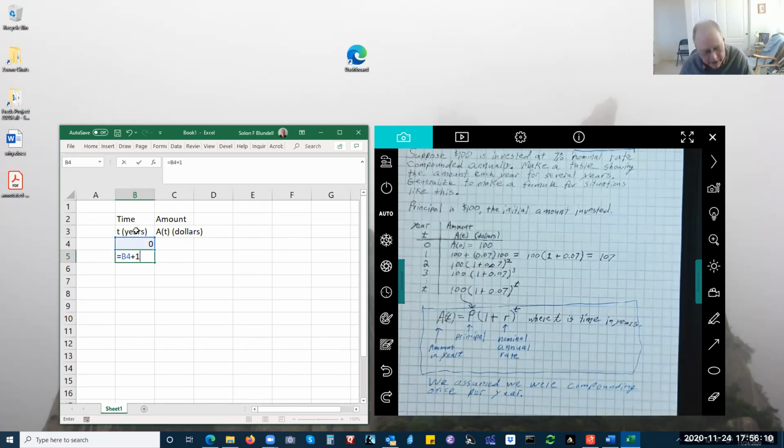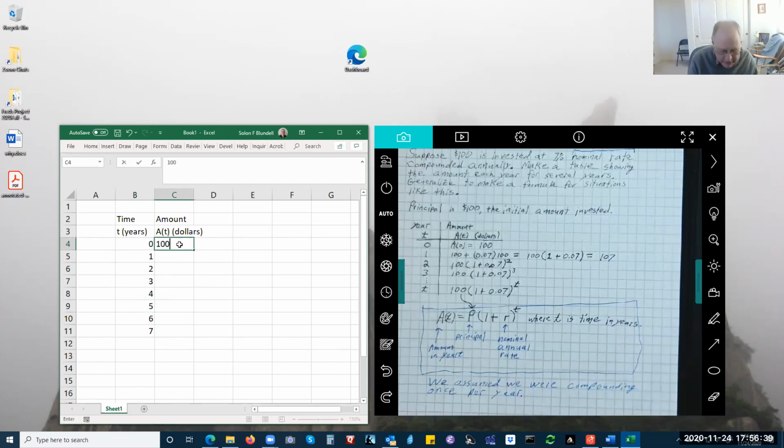Make a little formula here to add 1 to the years, and then I can just drag it. The way the formula works is it takes your nearest neighbor right above, in this case it's B4, and adds 1. So if I drag down, see, it'll just keep replicating that formula. Take the guy before and add 1.